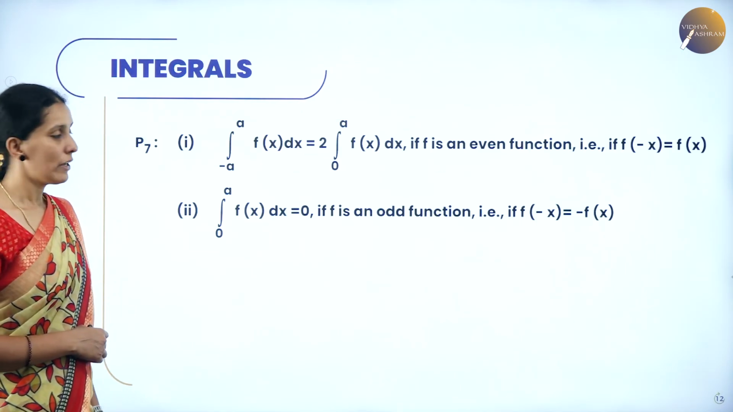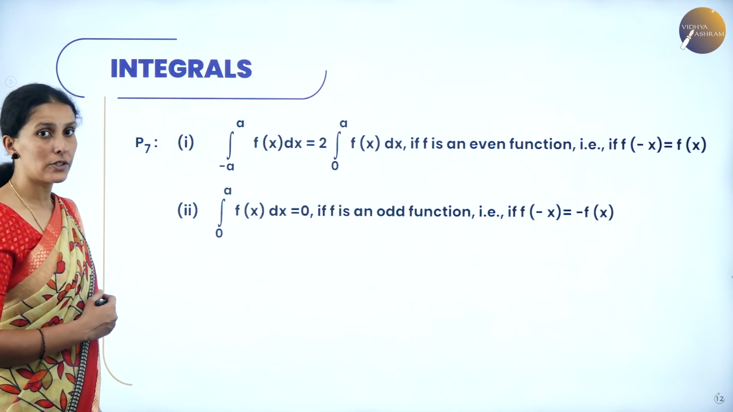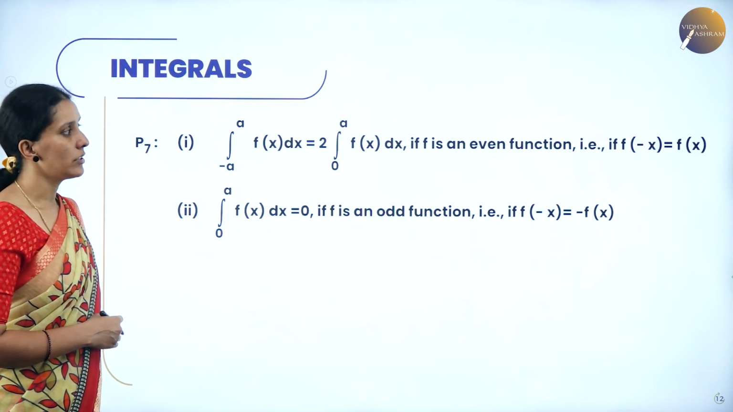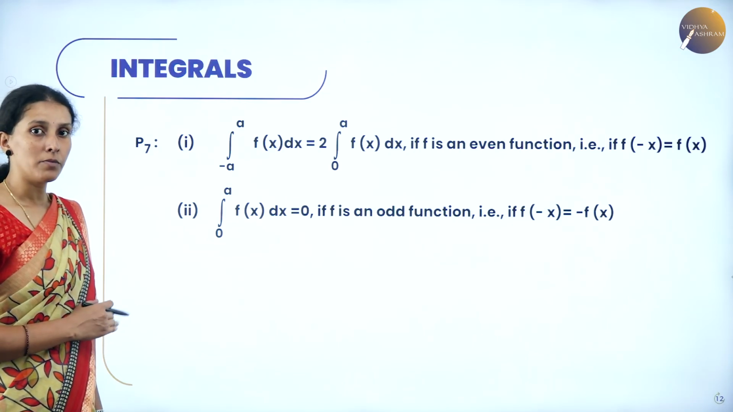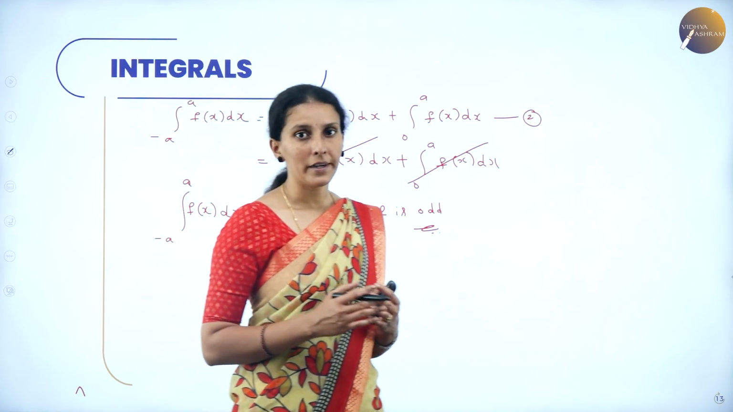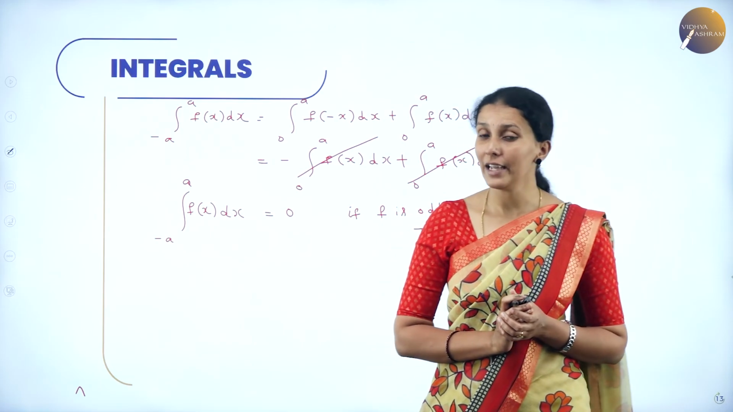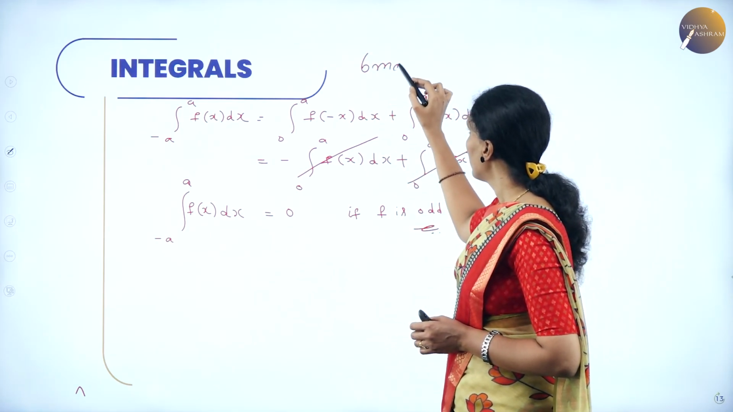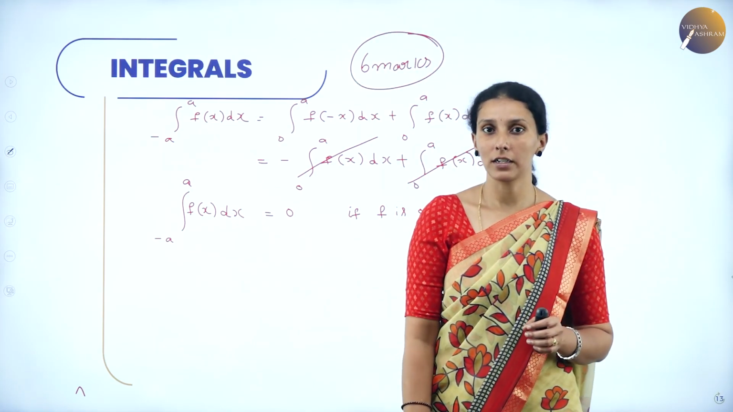So let's see the property once again: the integral from minus a to a f of x dx is 2 times 0 to a f of x dx if f is an even function, that is f of minus x is equal to f of x, and it becomes 0 if f is an odd function. So these are the properties of definite integrals, and the proofs of the properties are also very important. Why? Because for your examination, it comes under the 6-mark question category.